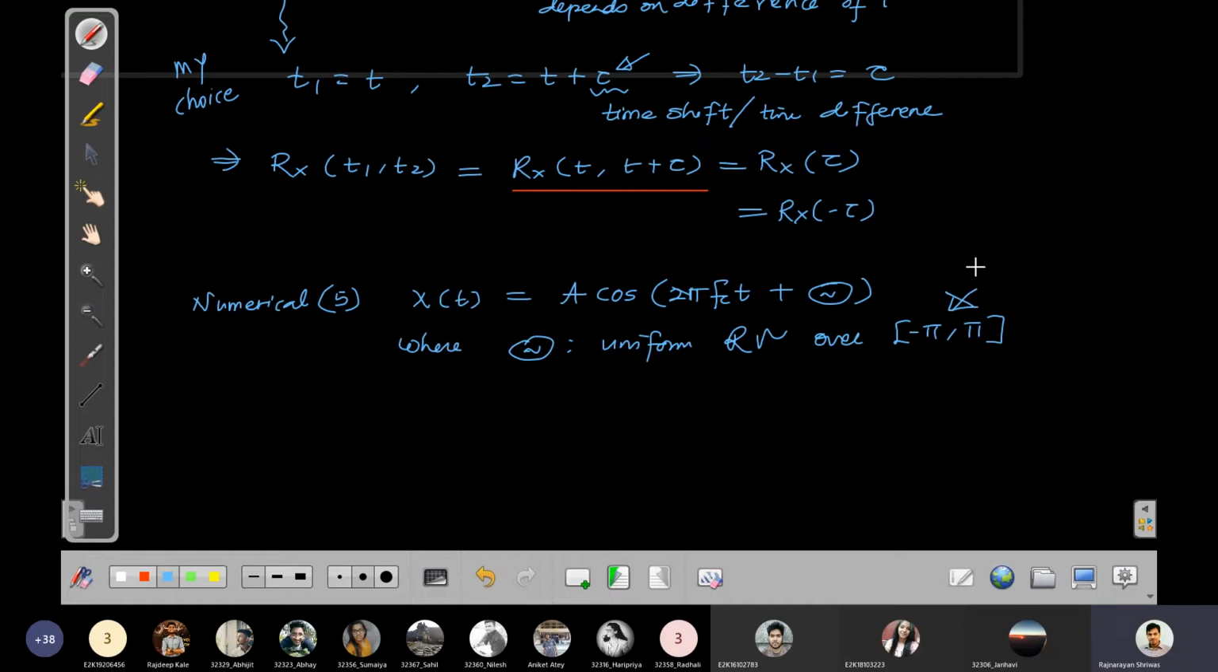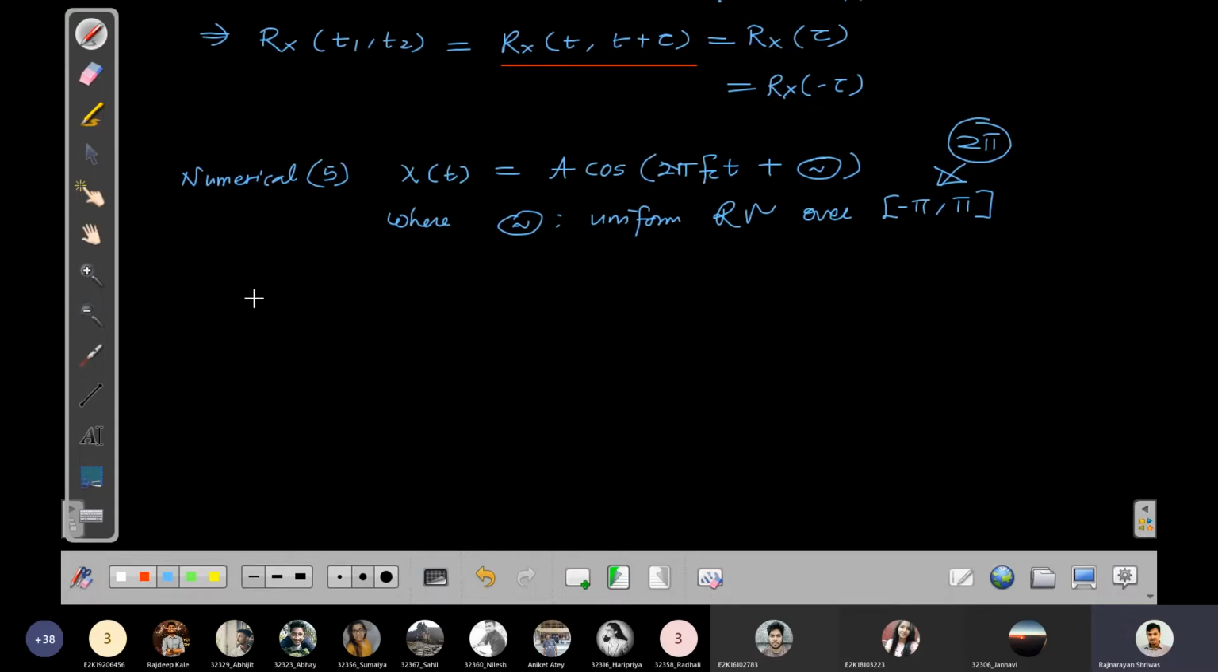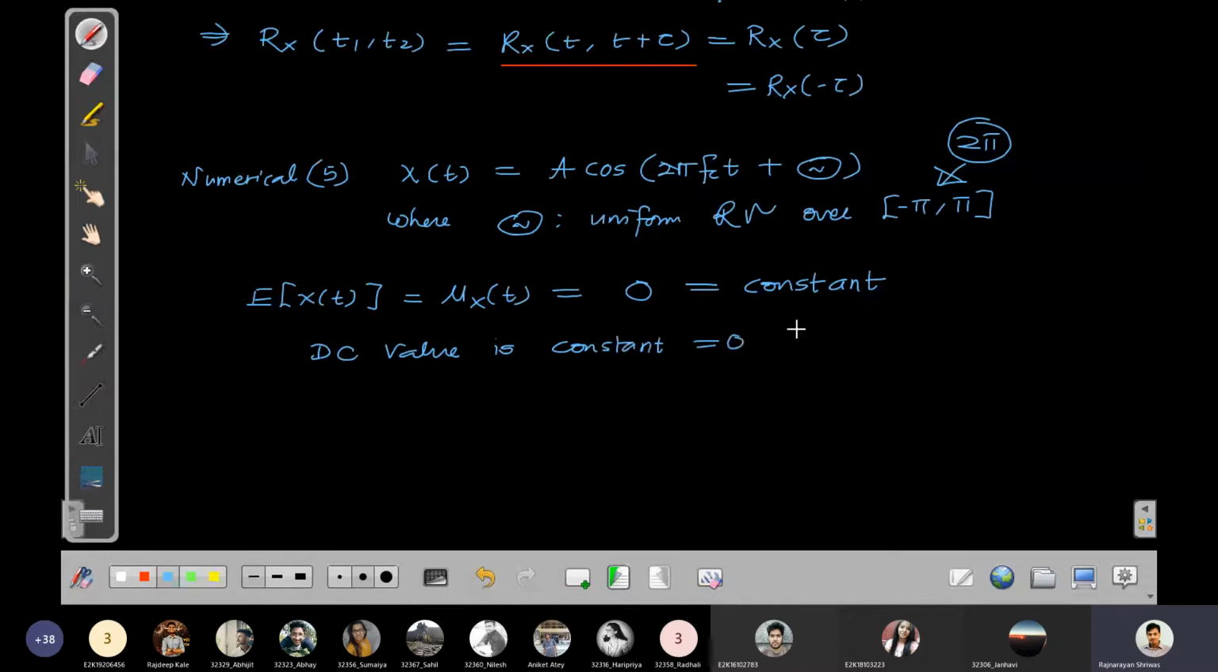So if this is in the range in the multiple of 2 pi, then we got the mean value, the expectation of xt, which is mu xt. How much did we get? We got 0, right? And 0 is nothing but a constant. So no matter at what time you look at the random process, the DC value is always 0. It means the DC value is constant, and in this case it's 0 at all time.